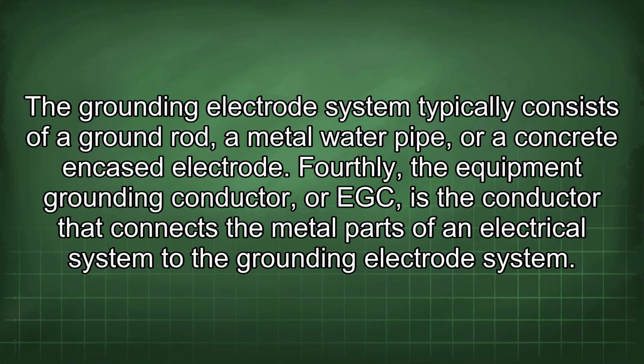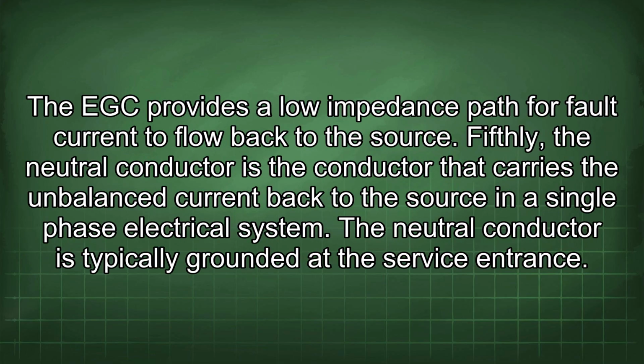Fourthly, the equipment grounding conductor, or EGC, is the conductor that connects the metal parts of an electrical system to the grounding electrode system. The EGC provides a low impedance path for fault current to flow back to the source. Fifthly, the neutral conductor is the conductor that carries the unbalanced current back to the source in a single-phase electrical system. The neutral conductor is typically grounded at the service entrance.